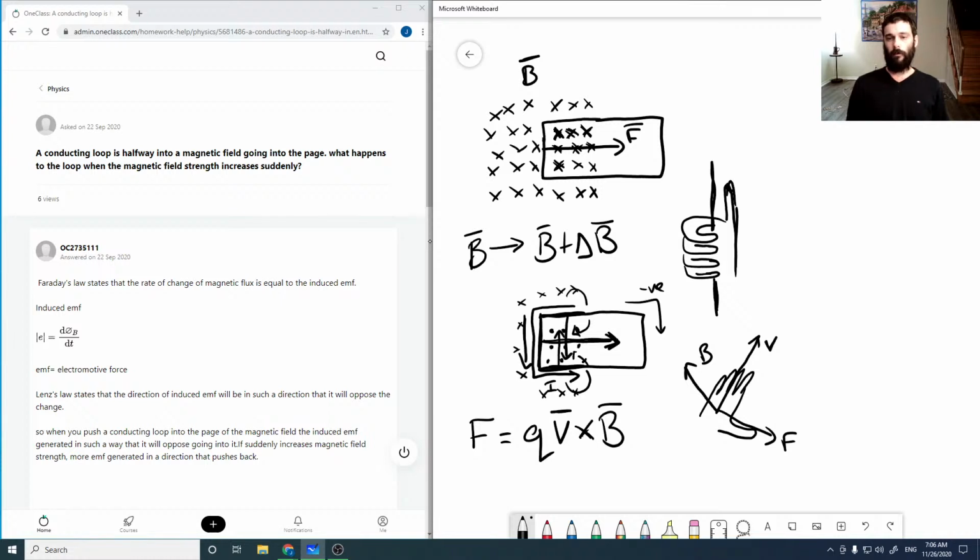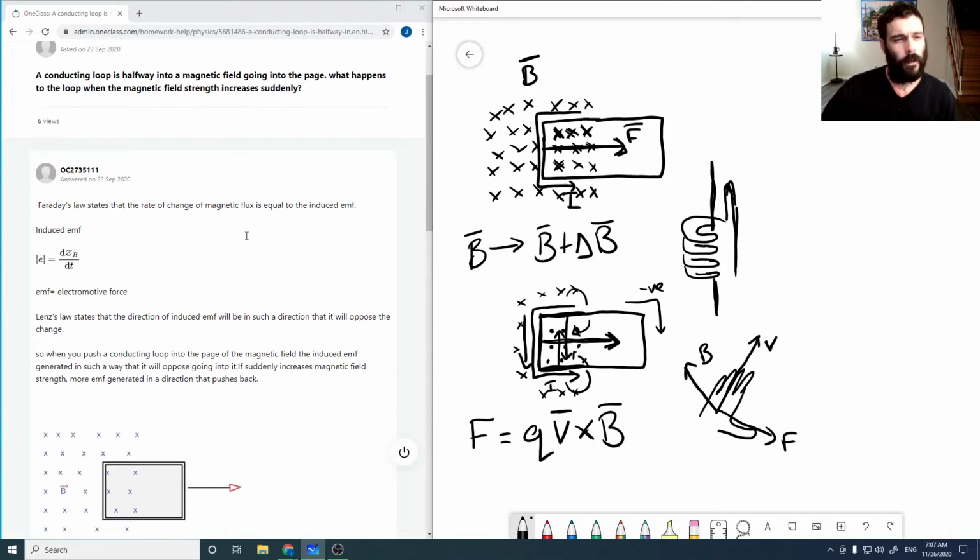And so by increasing the B field suddenly, we generate a current in the loop, which generates a force that pushes the wire segment out of the B field. All right, and so that's what happens.